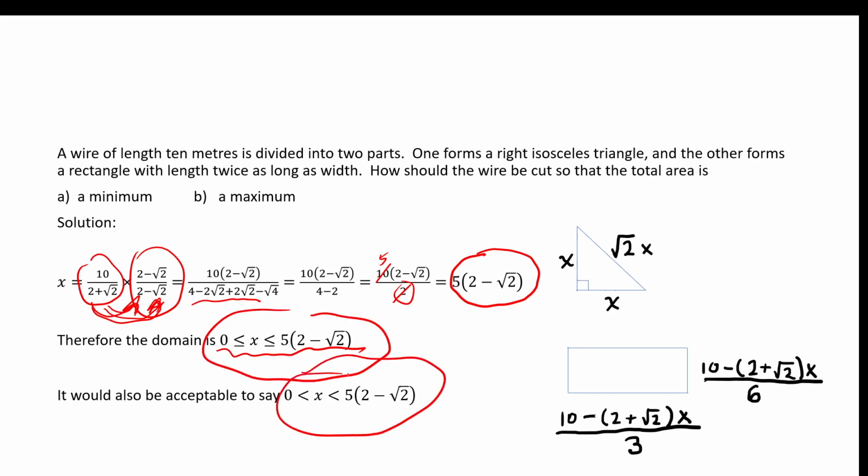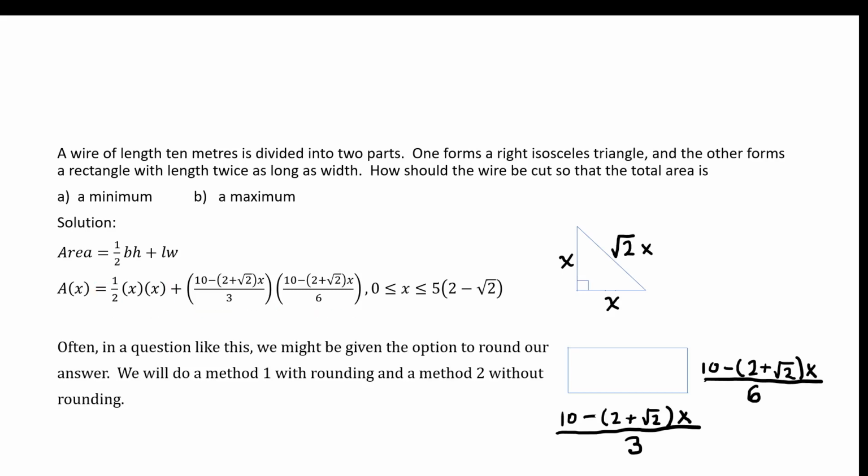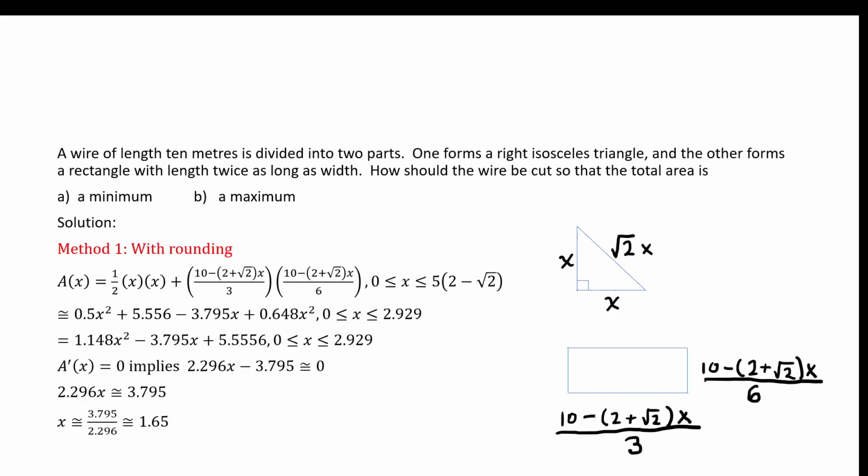Okay. Now, we know that the overall area, that's the thing that we're trying to minimize or maximize. The overall area is equal to 1/2 base times height plus length times width. So the base and height of the triangle are both x. The length times width of the rectangle are given by this right here. And we might be given our option to round the answer. We'll do method 1 with rounding, method 2 without.